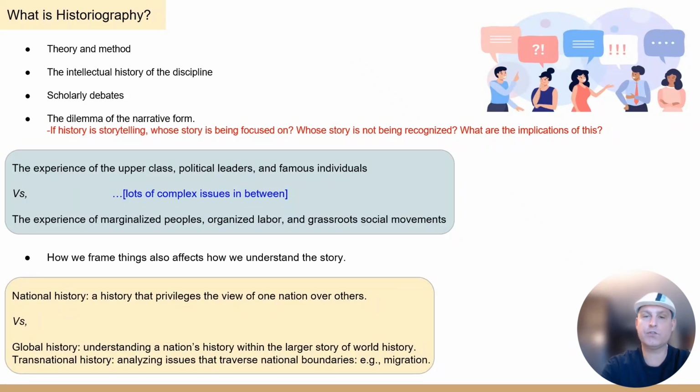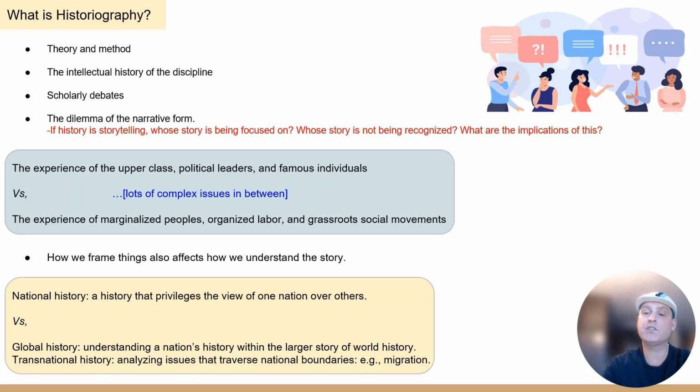This brings us to a more technical term, which is historiography. The term historiography is a fancy word used to describe the theories and methods that historians use. The word also refers to the intellectual history of the discipline and the scholarly debates that have taken place. The term historiography is important to mention here because it highlights the interpretive element of history writing. In other words, when we read history books, we are reading a historian's attempted reconstruction of the past.